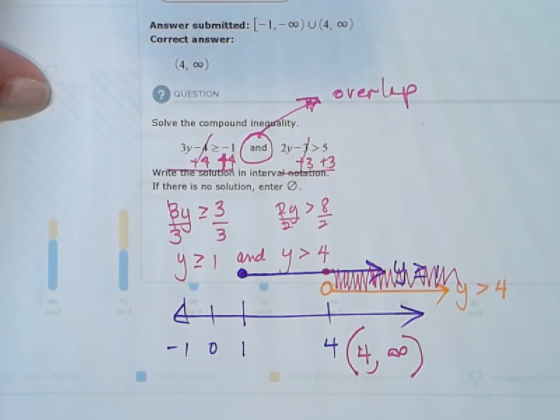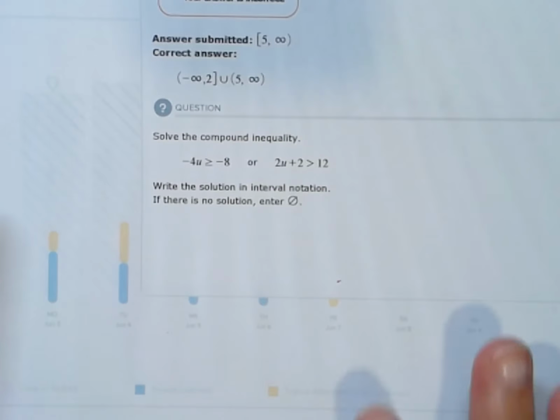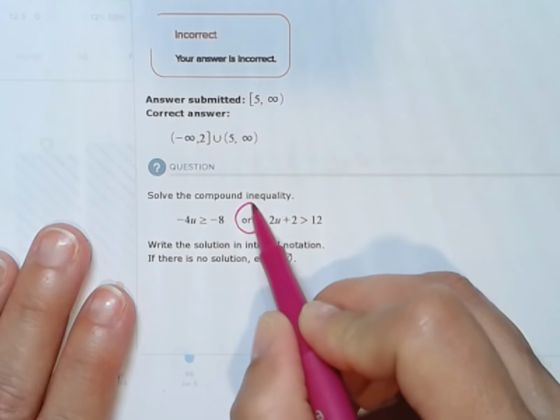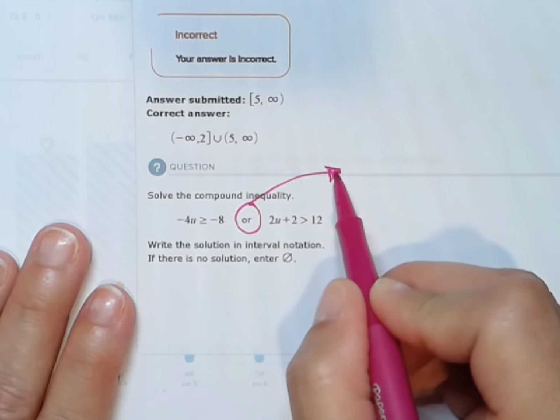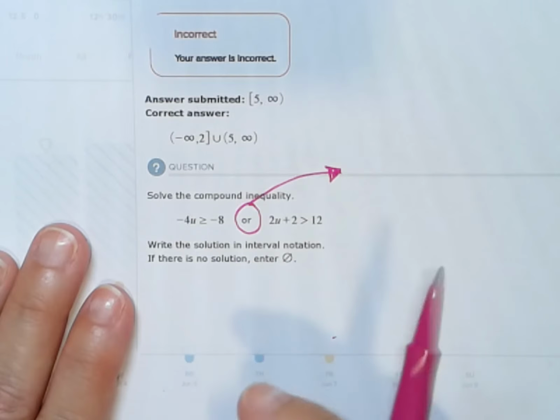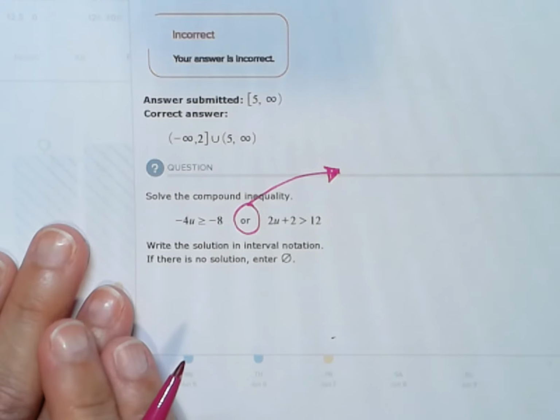That's an and. Now let's look at an or. So what would an or look like? Notice our word changed here. Now we have the word or. So if it's something or something, I'm going to give you $100 if you come to my house and you mow my grass or you clean the inside of my house.